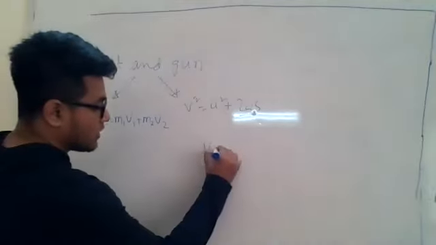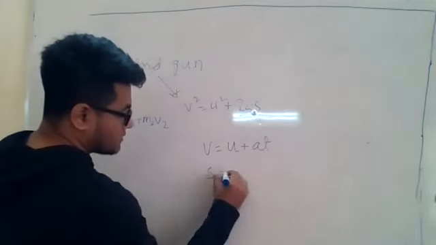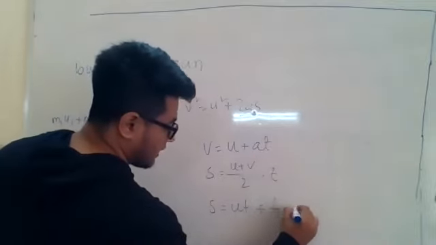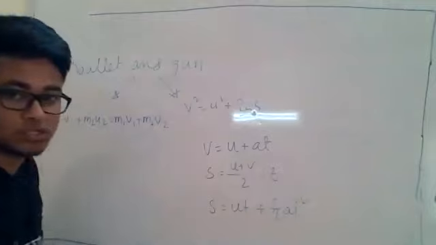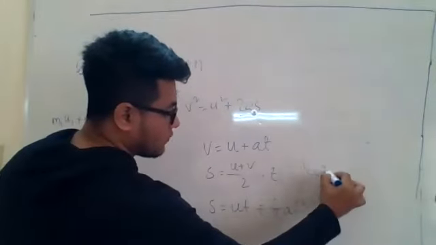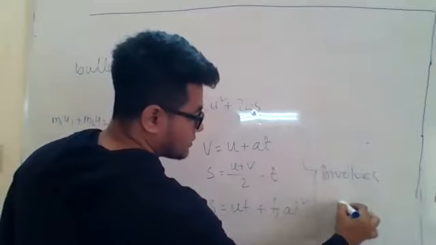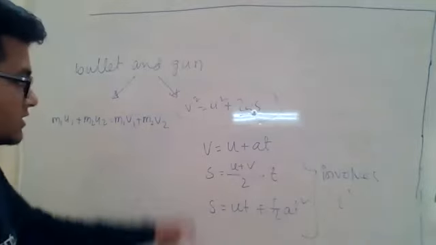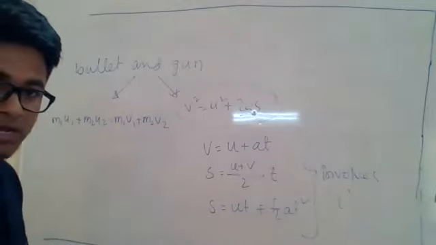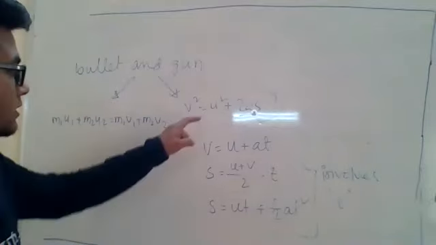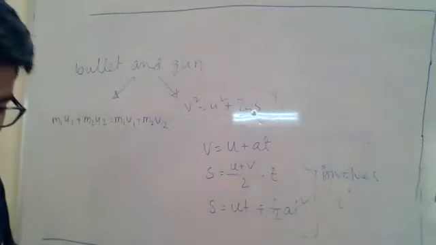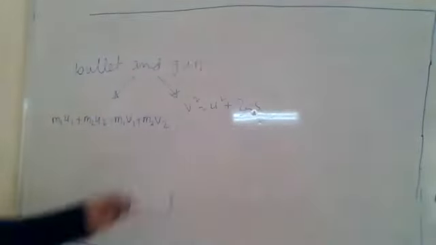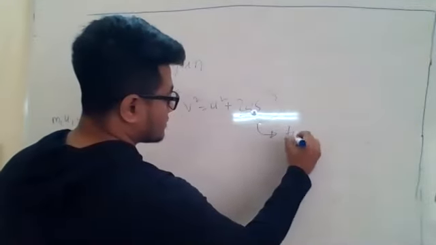If you look at all other equations, v equal to u plus at, s equal to u plus v divided by 2 into t, s equal to ut plus half at square, and then comes this equation. All these three equations involve time t, but this is the only equation where time is not needed. That is why, whenever time is not mentioned in the question and you have not been asked to find out the time, you can use this equation only.